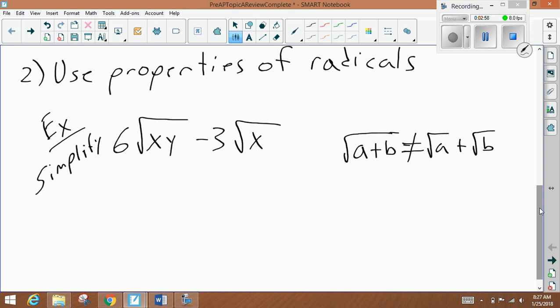It's really common for students to try to do that. Don't do it. All right? What you're going to do instead is use the idea that these can be factored. So this is the same thing as 6 times the square root of x times the square root of y minus, my bad, 3 times the square root of x. And it turns out that I have 2 terms here, right? 2 terms.